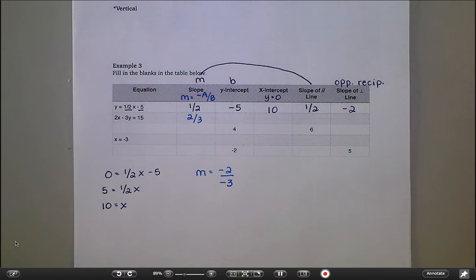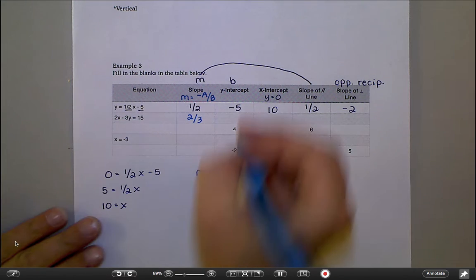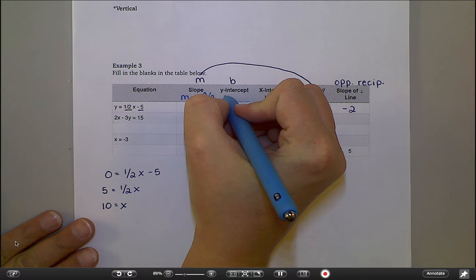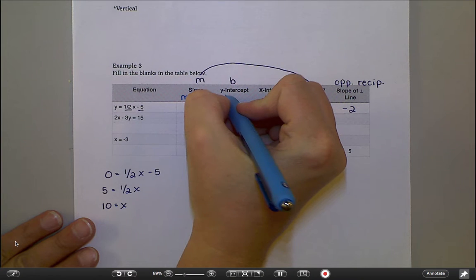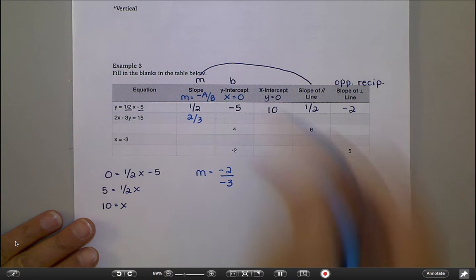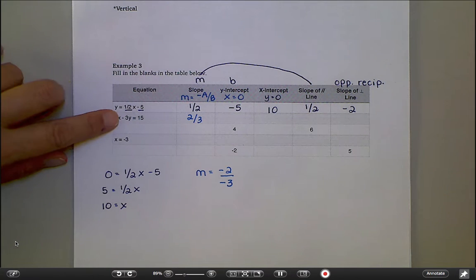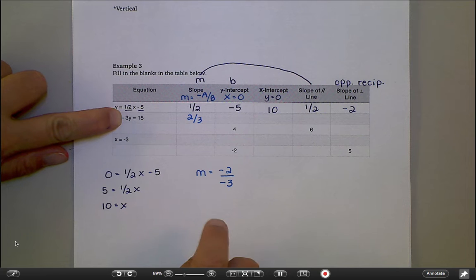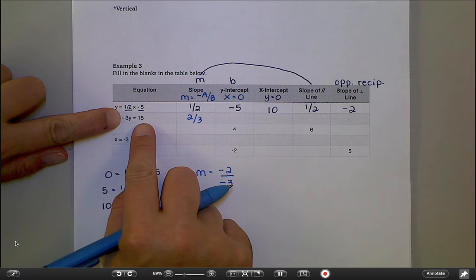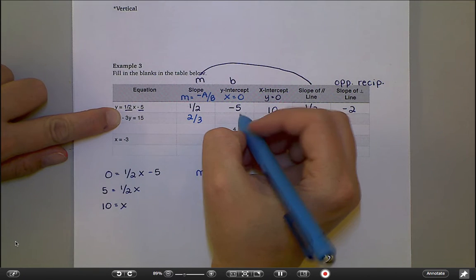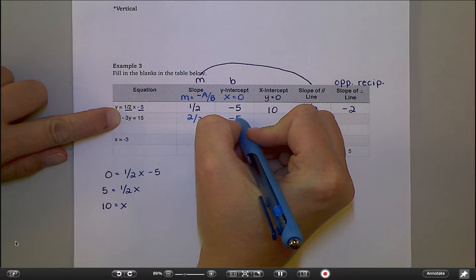For these ones, the y-intercept is not quite as obvious. So what we're going to have to do here, instead of just looking for b, is we're going to have to make the x into a 0. However, that shouldn't take too much work on our part. If we make the x a 0 and we cover it up, we have -3y equals 15. So then y would equal -5.